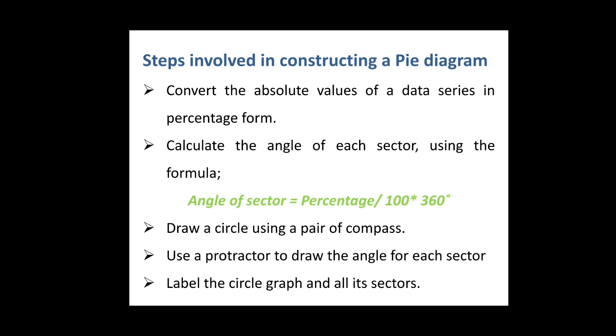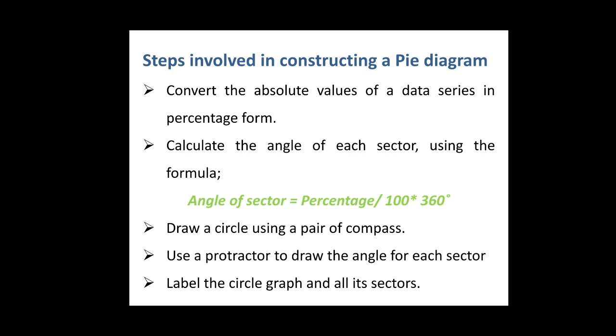The second step is to calculate the angle of each slice or each sector. Dear students, within a circle, we can draw four angles of 90 degrees each. Hence, a circle comprises 360 degrees. That is 4 into 90.